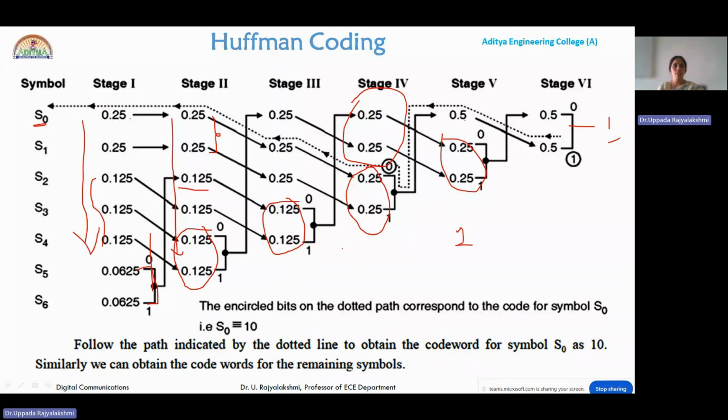So here if you observe, the path is from 0.25 and in stage 2 it is in the first position, stage 3 it is in the second position, stage 4 it is in the third position with the assigned code word as 0, and in stage 5 it is in the first position, no assigned code word, and in stage 6 it is assigned a code word of 1. So if you observe the codes assigned to S0, it is only 0 and 1. So you have to write the code word as 1 0, that is, in the reverse direction. First you observe the path and write the code word in the reverse direction.